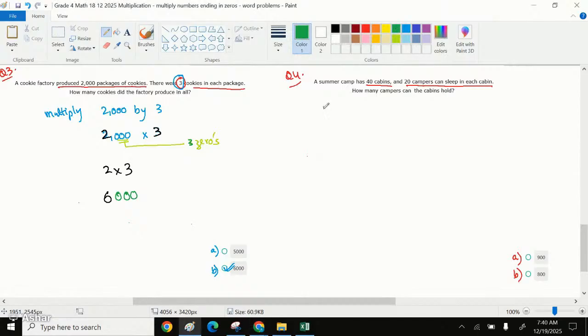Can we say B? Multiply 40 by 20. We count the number of zeros. The total number of zeros is 2. So can we say 4 multiplied by 2 is 8, and we put down the 2 zeros. That means option B is the correct answer. Thank you so much.